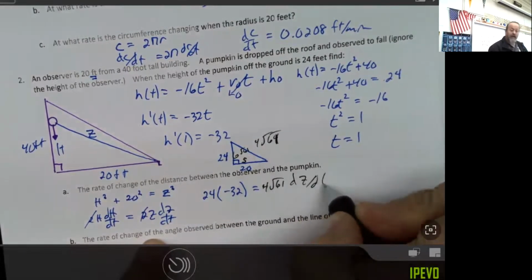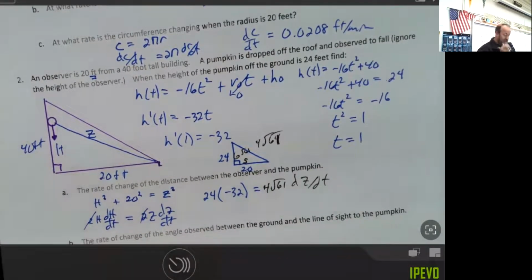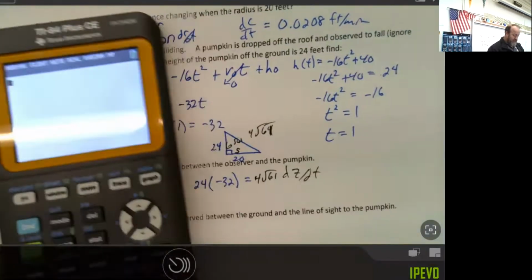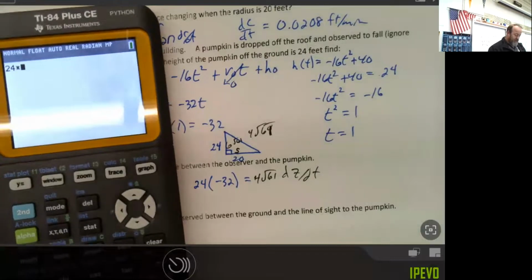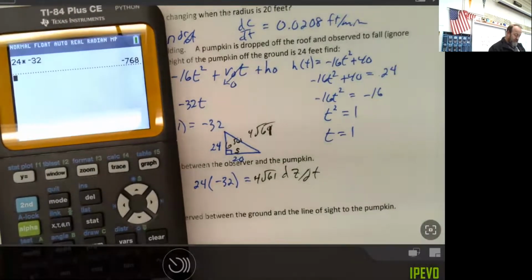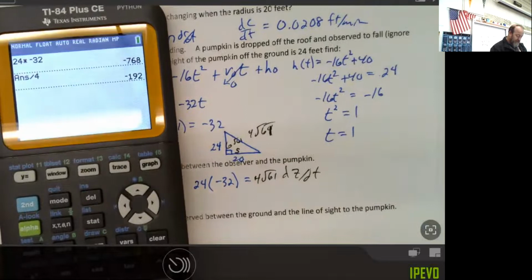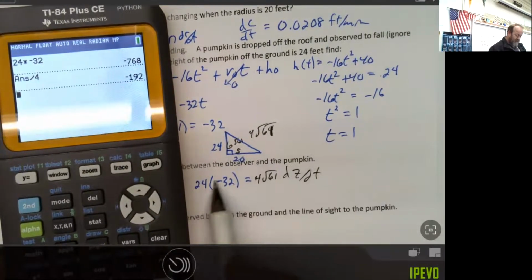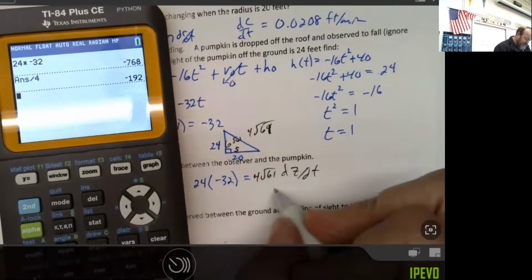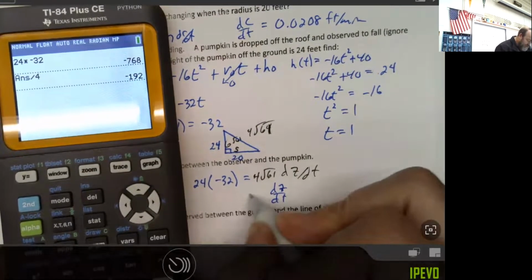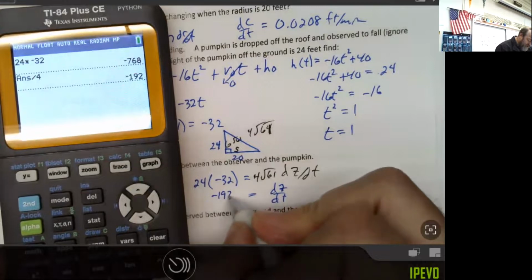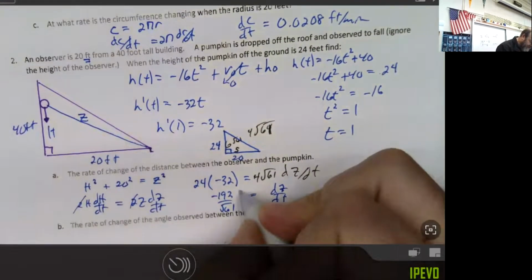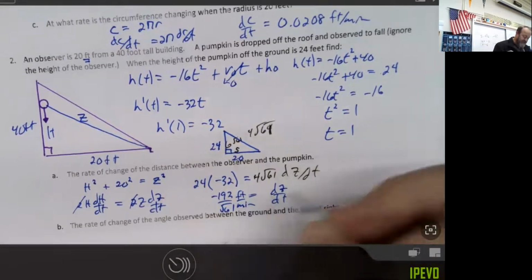So if you follow how all that works, we have everything that we could want except for dz dt. So I think we'll just go ahead and use a calculator, since they're a little bit ugly numbers. We're going to divide by 4, and then divide by root 61. So I take this, divide it by 4, and then divide by that, and I got dz dt is equal to negative 192 over the square root of 61, and that would be in feet per minute. And that's all that's happening.